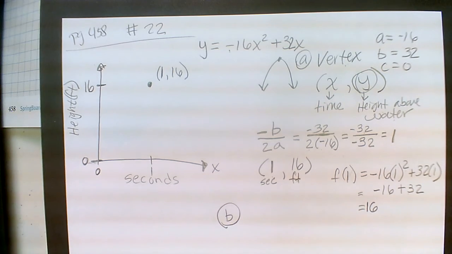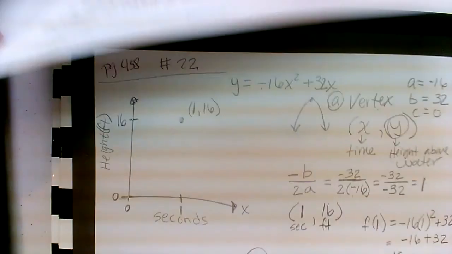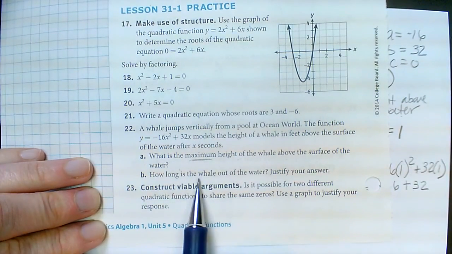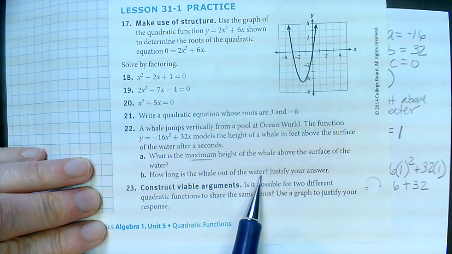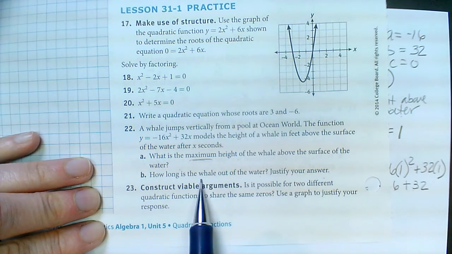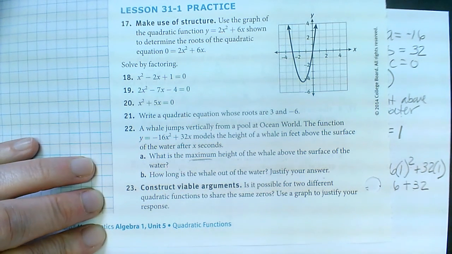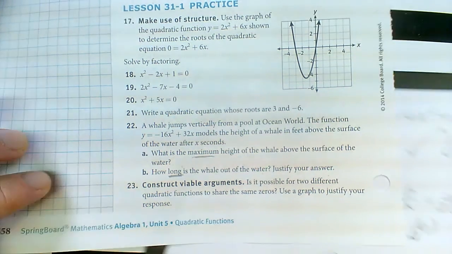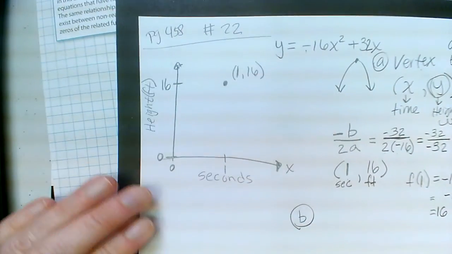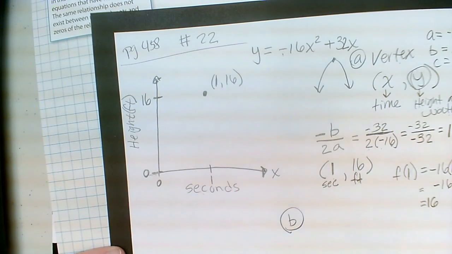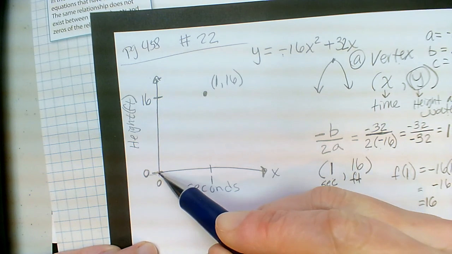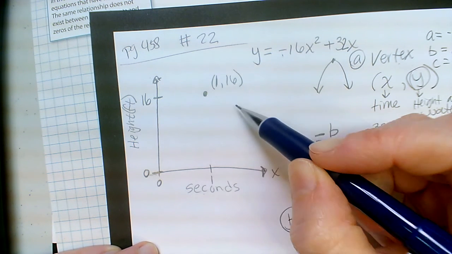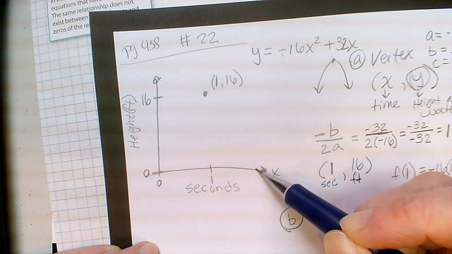Now let's take a look at part B. What does it say? It says, how long is the whale out of the water? Justify your answer. Well, how long is the whale out of the water? How long, that means time. It wants a unit of time, okay? That's another way of asking us, how long does it take for the whale to jump out of the water and end up back in the water?